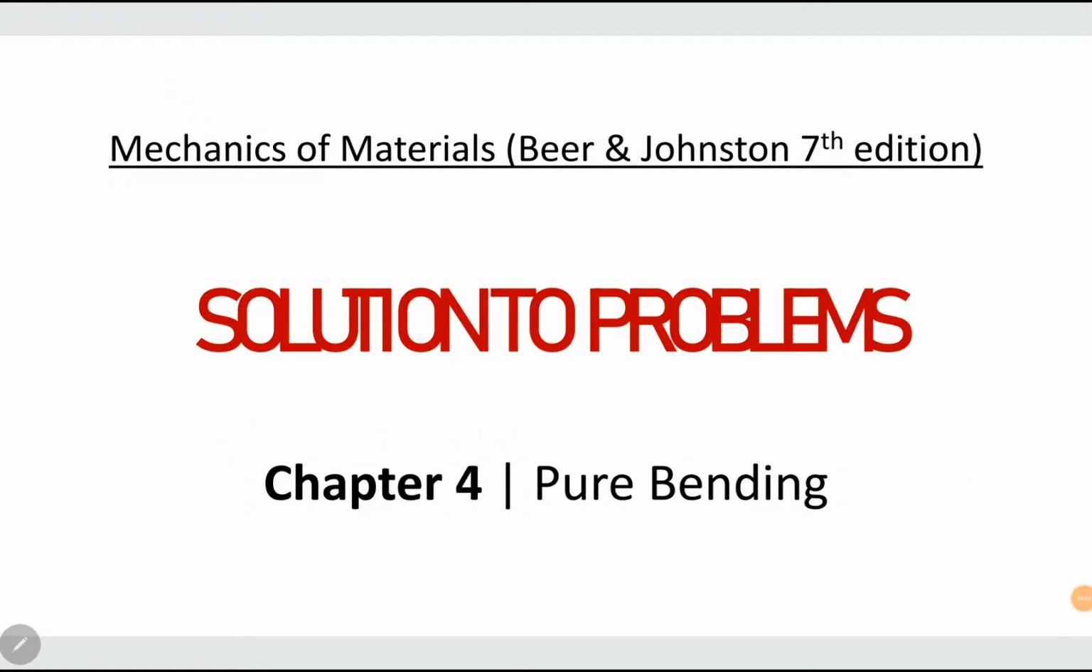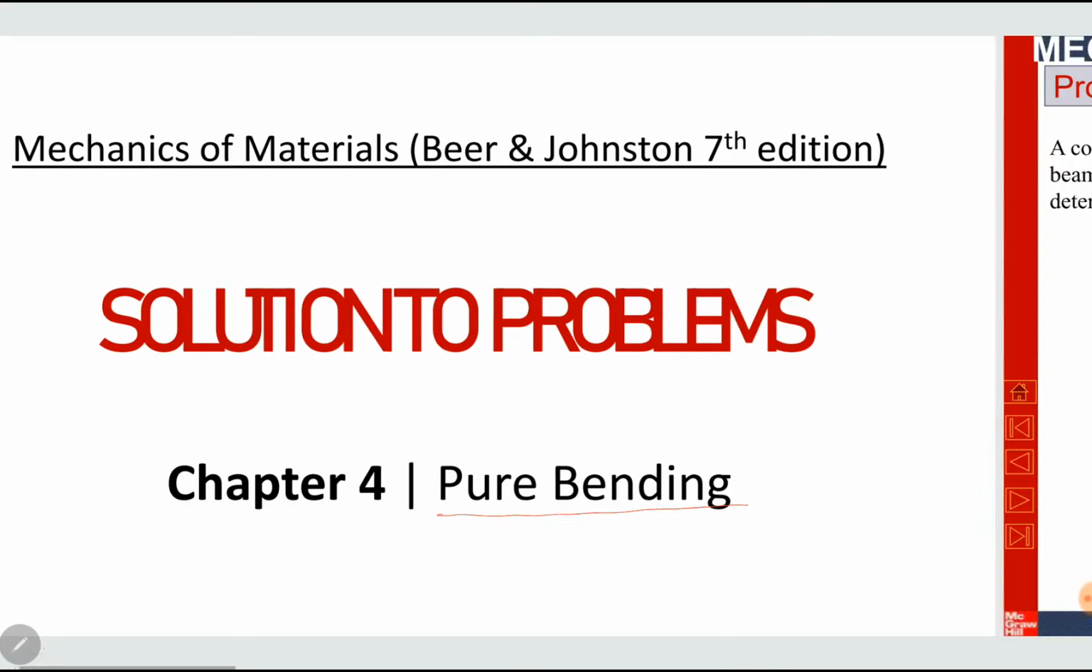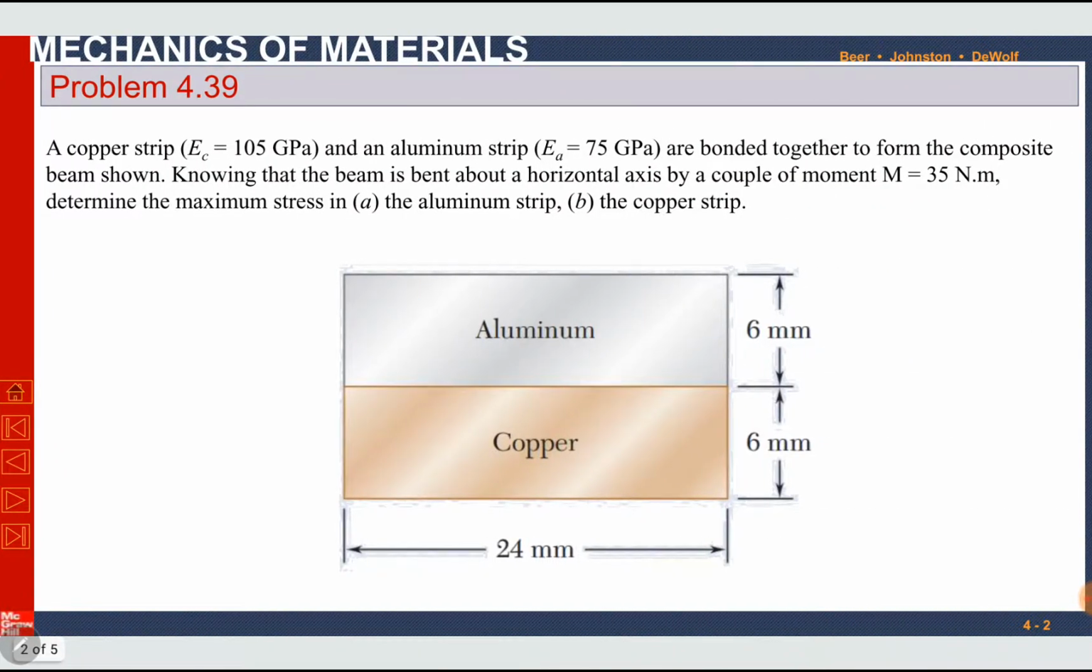In this lecture, I will discuss solutions to some specific problems from chapter number 4 of the textbook Mechanics of Materials by Beer and Johnson, 7th edition. The chapter is about pure bending. The first problem from the exercise of the chapter which I have chosen for this lecture is problem number 4.39.